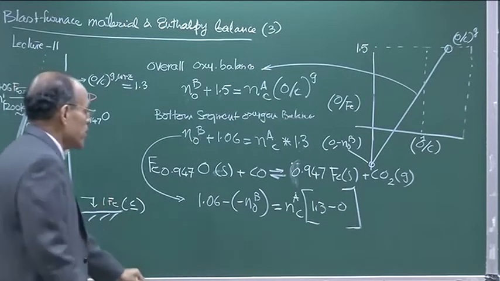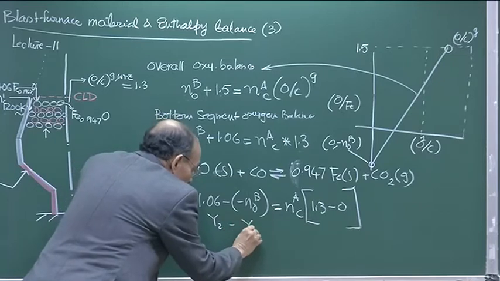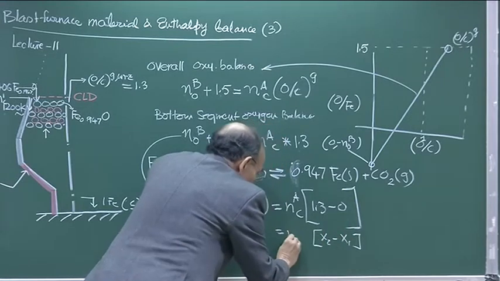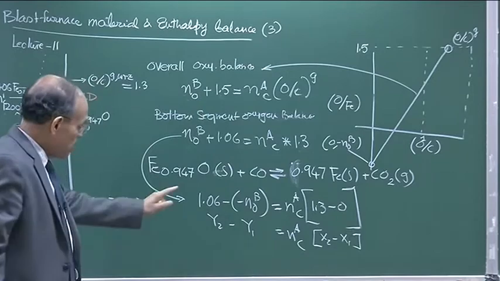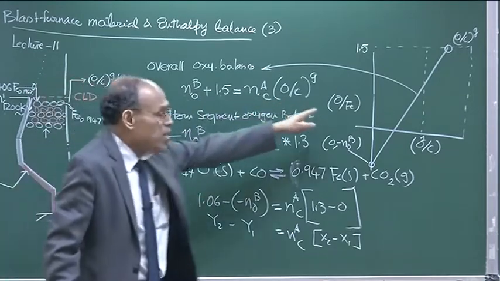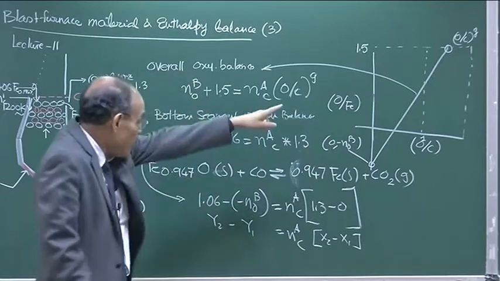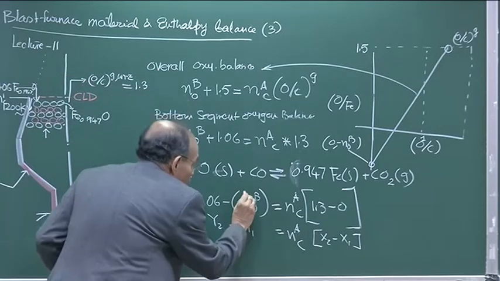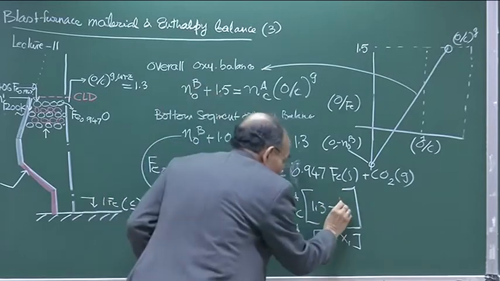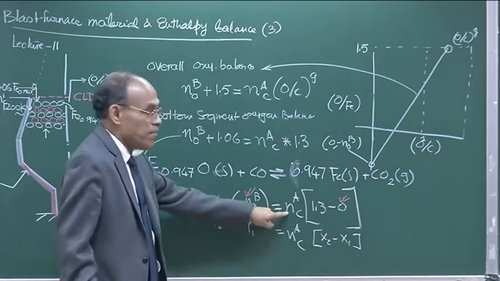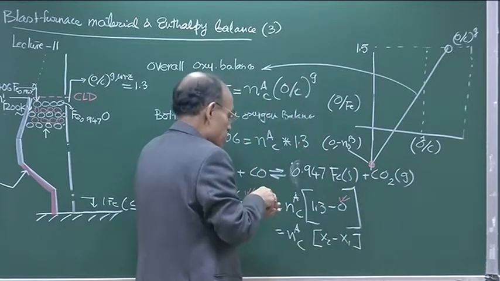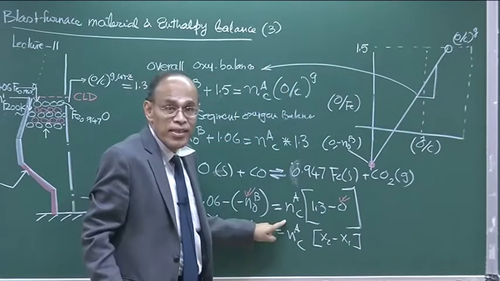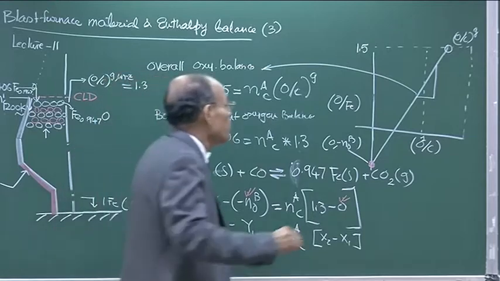Okay. So, therefore, we can say that Y2 minus Y1 is equal to X2 minus X1, which essentially tells us that this represents also a line on the same figure, because we are plotting O by Fe and O by C, that is the plot that we have generated here. Okay. And since it is passing through 0 and NOB, and the slope is the same, the slope, as I have indicated, is the slope.